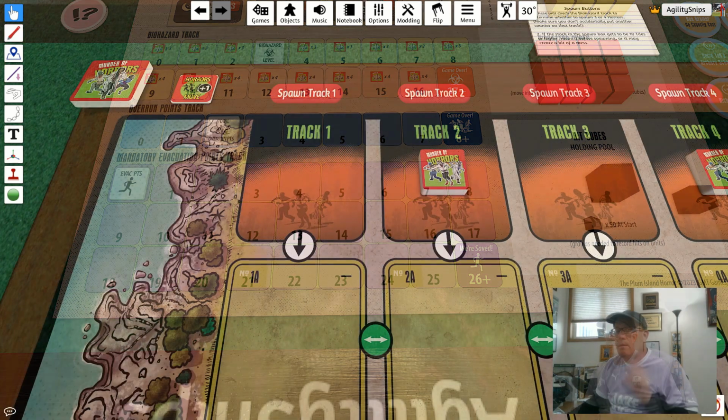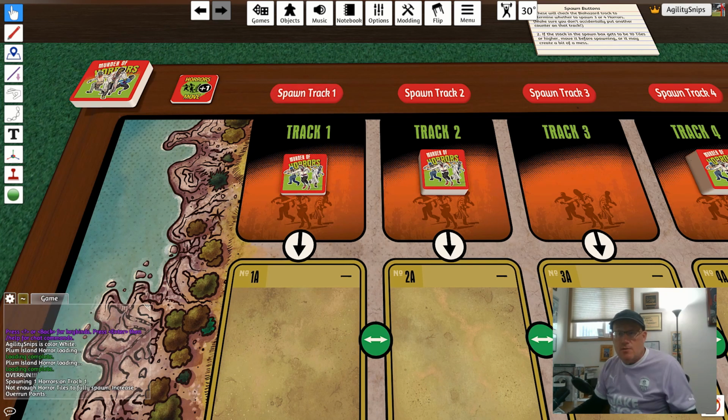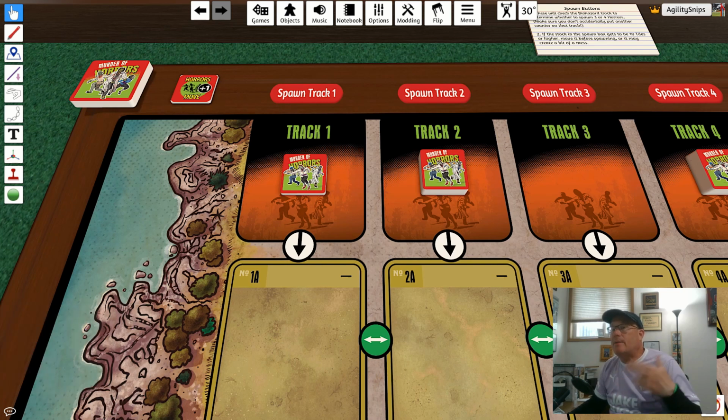There's one other situation in which you can get overrun points, and that's if you are ever required to spawn Murder of Horrors units and you don't have enough left in the bag to fully satisfy that spawn. So in this case, let's say that I was trying to spawn on track 1, but I only have 1 tile left in the bag. You would spawn as many as you can, and then you add 1 to the overrun points track. You only add 1 for each time it happens, not for how many tiles you're unable to spawn.